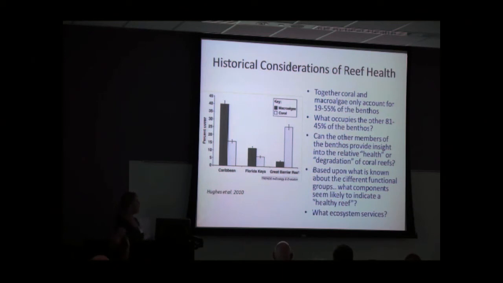Based upon what we know and what I've talked about today, we know the different functional groups of algae. They have different roles on coral reefs. Can we use some of these components to develop what we would expect a healthy reef to be? What ecosystem services do we actually care about when we say is a reef healthy or is a reef degraded?